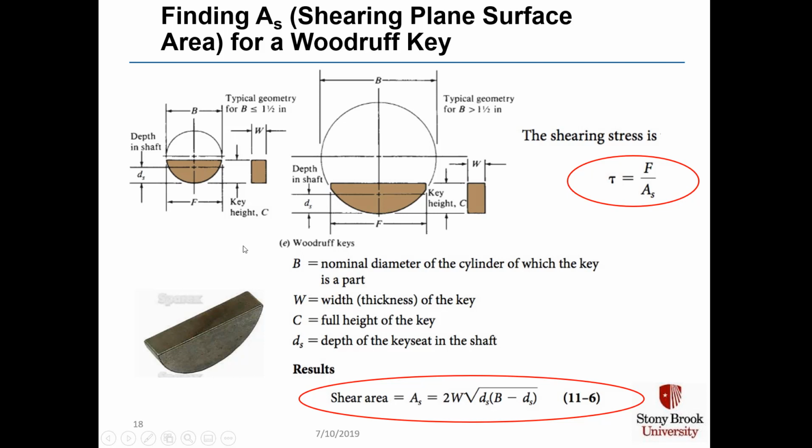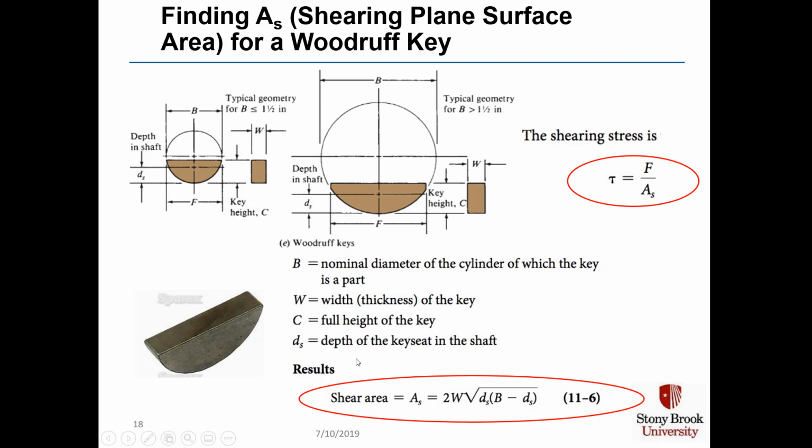The shear stress is still tau equals force divided by the shear area, and it's a rather complex formula that we have to follow. B is the nominal diameter of the cylinder of which the key is a part, which normally means the shaft diameter. W is this width of the key in this dimension. C is the full height of the key, meaning what you see in this right side view, or from the top surface to the bottom of this shaft diameter.